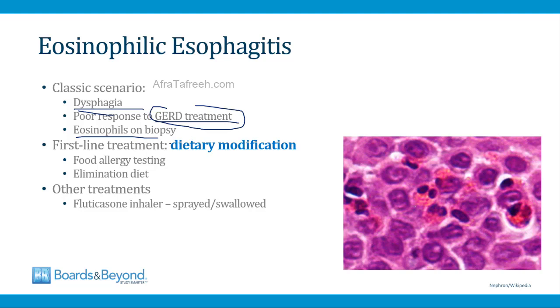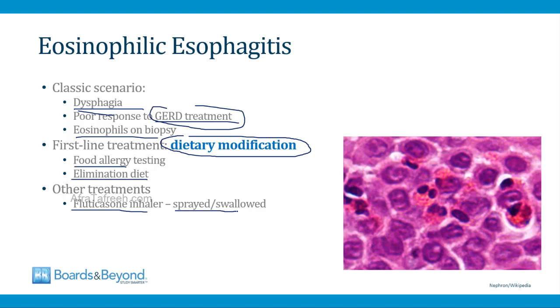It's high yield for your boards to know that the first-line treatment for eosinophilic esophagitis is dietary modification. Many patients with eosinophilic esophagitis have food allergies, so you can refer them for food allergy testing and then do an elimination diet where you remove the foods they are allergic to. If you do this, many patients' symptoms will get better. In terms of medical therapy, patients can also be treated with a fluticasone inhaler. Fluticasone is a glucocorticoid. It can be sprayed into the mouth and swallowed, and that will suppress inflammation in the esophagus.